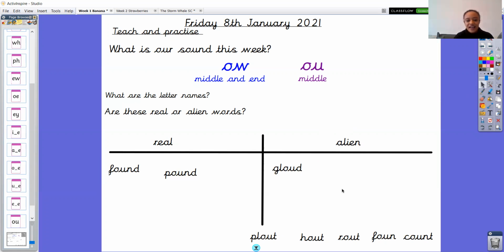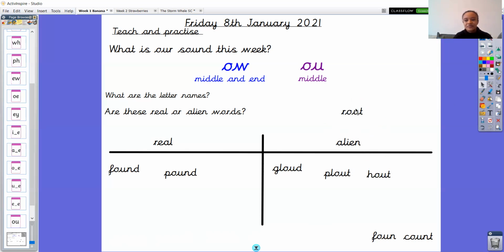Okay, next one. I've got, oh, hang on, I can't find it. There it is. Plout. What do we reckon about that? A real word or an alien word? Yeah, that's not a real word, is it? It's an alien word. Plout, pop it in that section. Okay, let's have a look at this one. Hout. Not a real word, is it? An alien word again. Hopefully you've got that in the right section on your piece of paper.